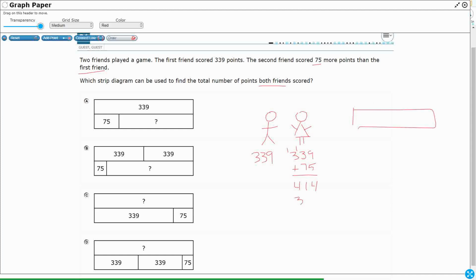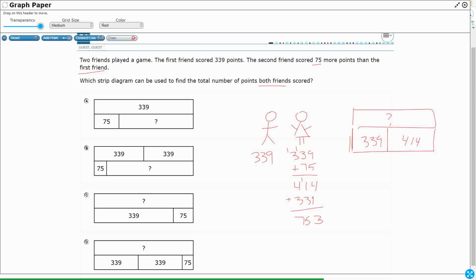Let's just see what we have. What is the total here? 339. Okay, so 13, 5, 753 altogether. So I can say here's my total, right? And then I've got these two parts, right? I've got the 339 for the first friend and then 414 for the second friend. But I don't see that answer there, right?